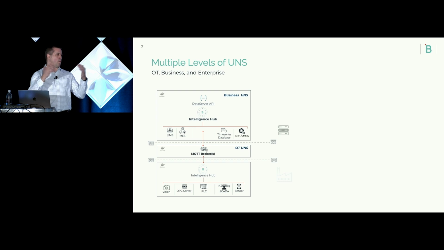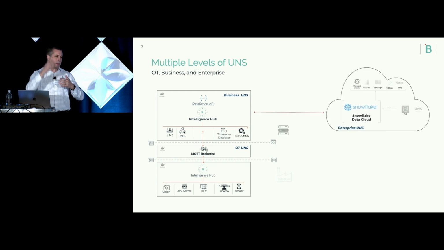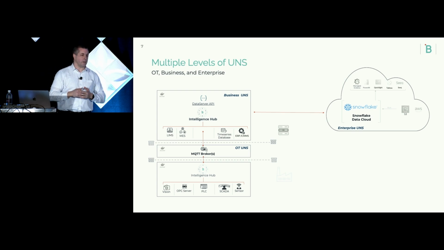With Intelligence Hub, you can have your UNS for OT. You can also have a UNS on the business side. That UNS may be MQTT. It could also just be an API. You can get API access to all of these different systems by having the API access through Intelligence Hub.